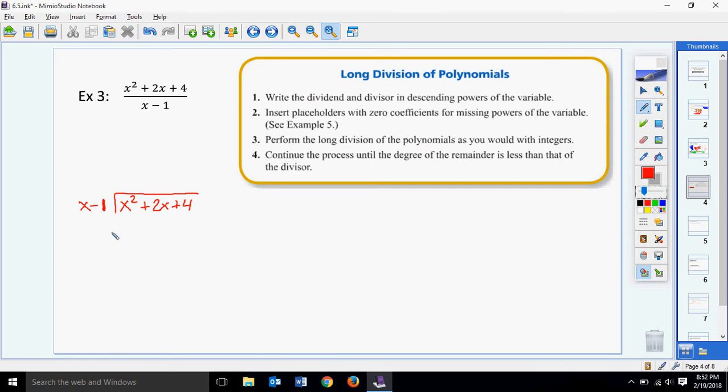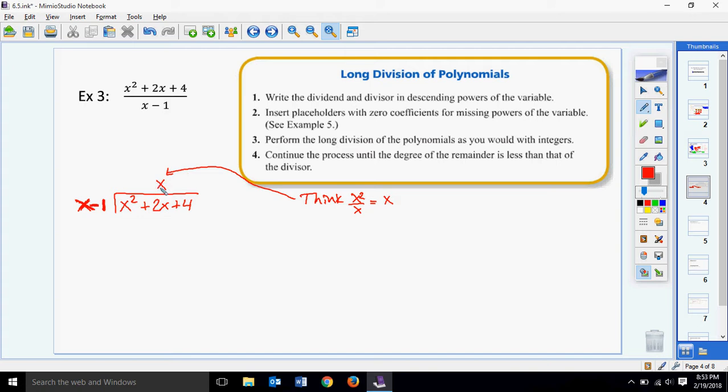Now to start off, we need to ask ourselves, how many times will x, this first term in my divisor, go into x squared? In other words, x squared divided by x would give you what? And the answer there would be x if you cancel out an x in the top and an x in the bottom. So x is going to have to go above the x term, okay? I don't want to put x above the x squared term. I want to put it above the x's, okay?